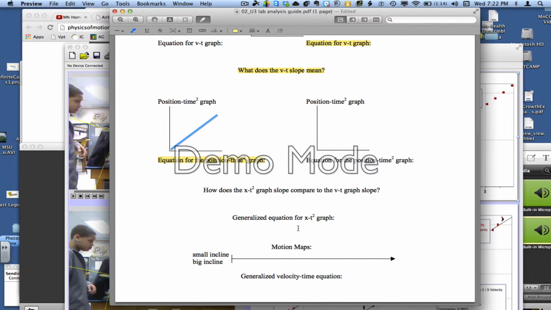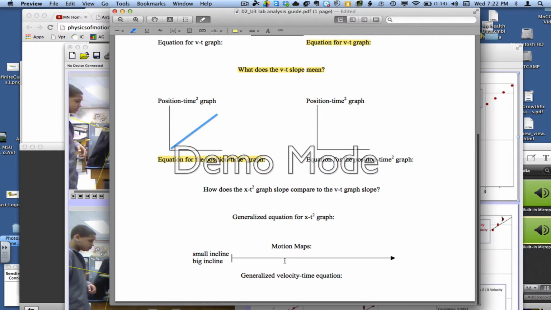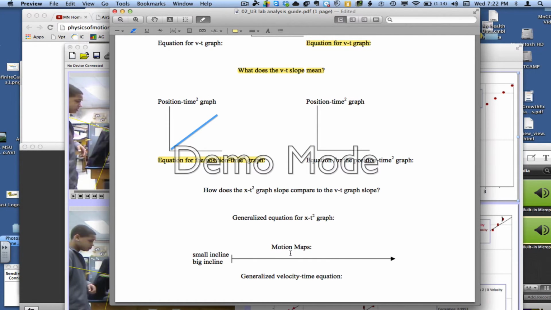The generalized equation is a chance for you to express how the distance relates to the slope of this graph, which I think you'll be able to connect. You may need to do a little digging to find an equation, but I want you to try to connect those two things. And as many of you have already done, go ahead please and make the motion map to show the two different motions and certainly the equation.